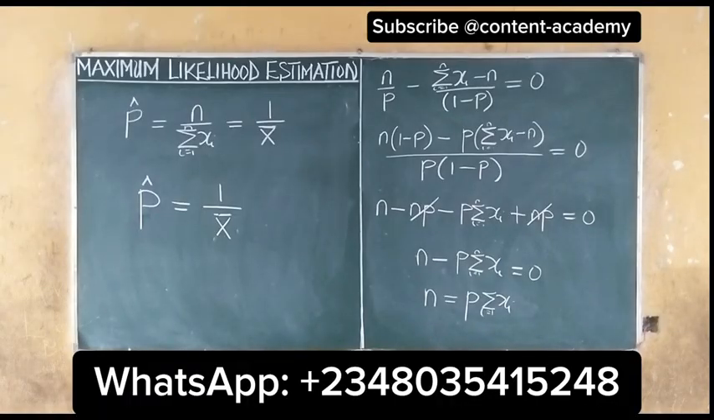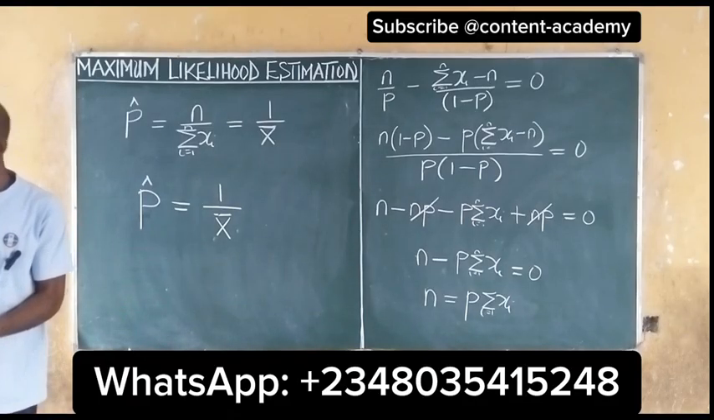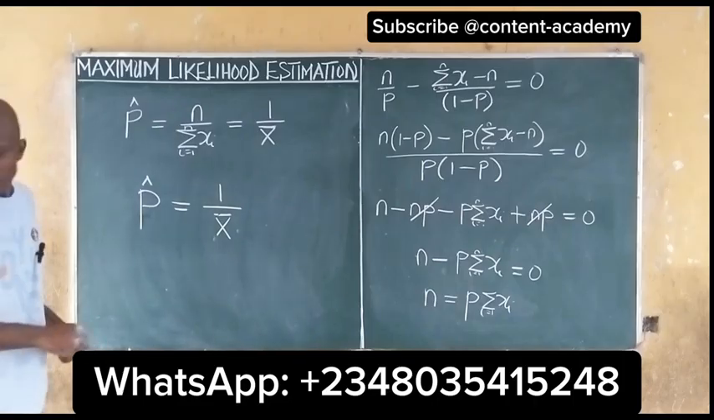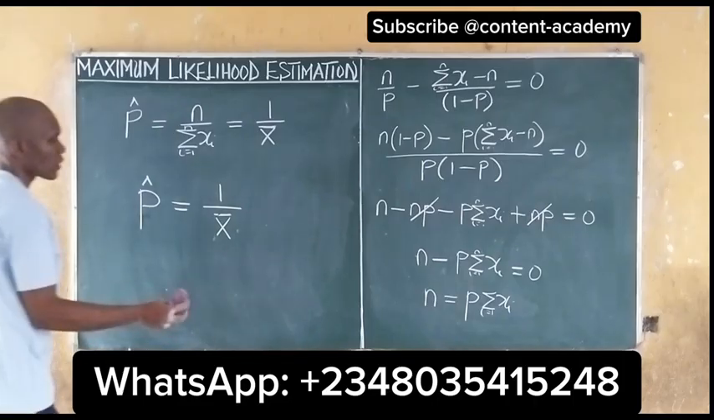So this is simply how we can obtain the maximum likelihood estimate for p given the geometric distribution. We take yet another question, this time on exponential distribution. So we take another question.